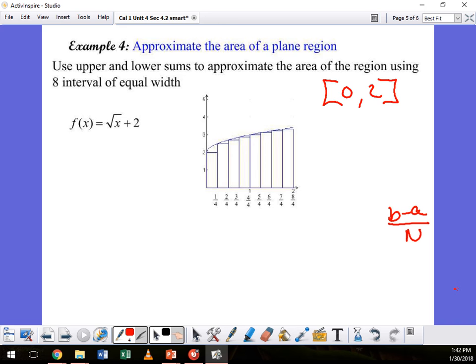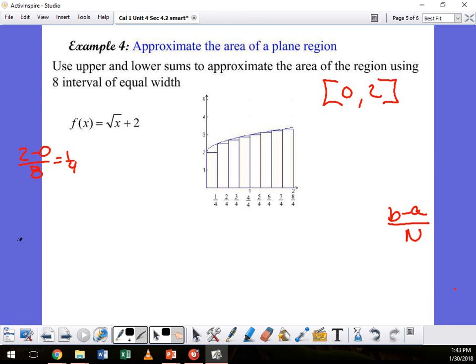So if I do that, it's 2 minus 0 over 8, which gives me 1/4. So it breaks up into 1/4, doesn't it? On the graph, it's already broken up for you. I like this graph and wanted to use it. So use the upper and lower sum to approximate the area of the region using 8 intervals. I'm going to have to set this up.